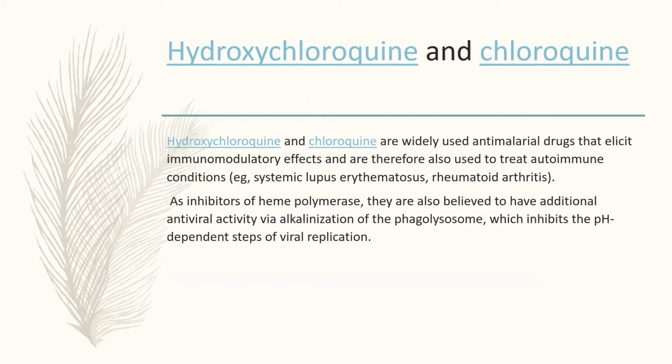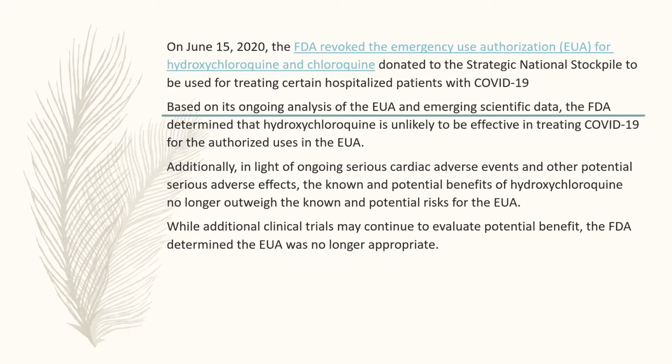Hydroxychloroquine and chloroquine are widely used anti-malarial drugs that elicit an immune modulatory effect and are therefore also used to treat autoimmune conditions like systemic lupus erythematosus and rheumatoid arthritis. As inhibitors of heme polymerase, they are also believed to have additional antiviral activity via alkalinization of the phagolysosome, which inhibits the pH-dependent steps of viral replication. This is the antiviral mechanism of action.